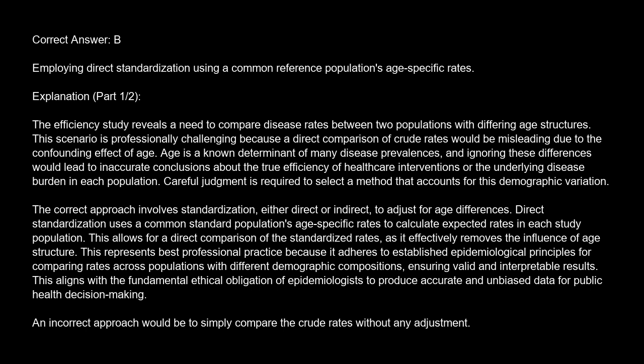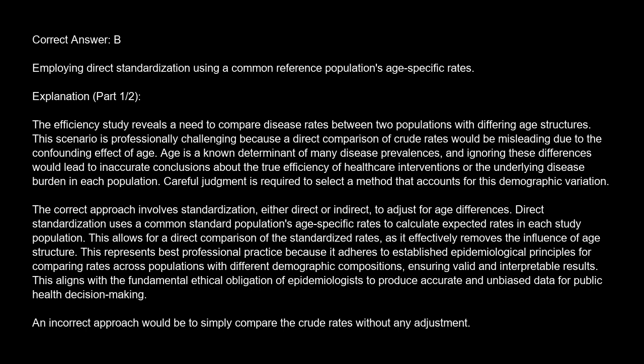The correct approach involves standardization, either direct or indirect, to adjust for age differences. Direct standardization uses a common standard population's age-specific rates to calculate expected rates in each study population. This allows for a direct comparison of the standardized rates, as it effectively removes the influence of age structure. This represents best professional practice because it adheres to established epidemiological principles for comparing rates across populations with different demographic compositions, ensuring valid and interpretable results. This aligns with the fundamental ethical obligation of epidemiologists to produce accurate and unbiased data for public health decision-making.